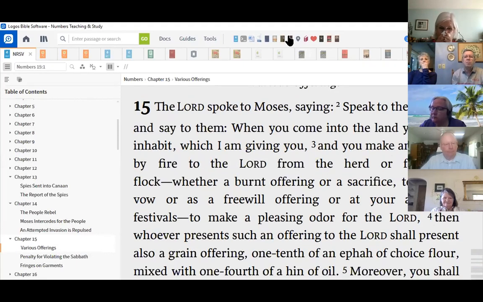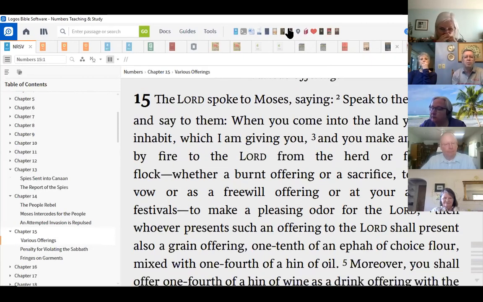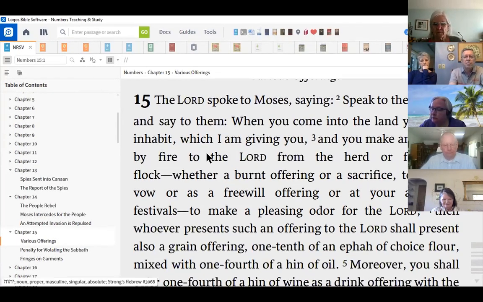I was hoping there was a way that I could unmute everybody without unsharing my screen. But anyway, nonetheless, you guys can unmute yourselves if you have questions or you want to make a comment.